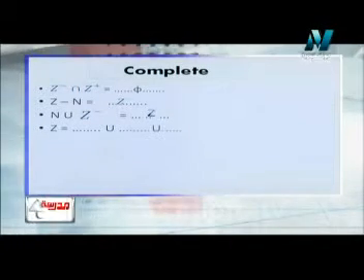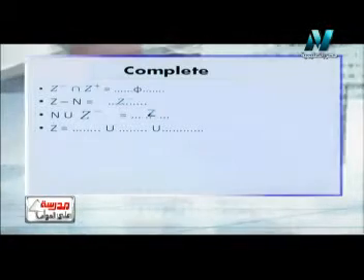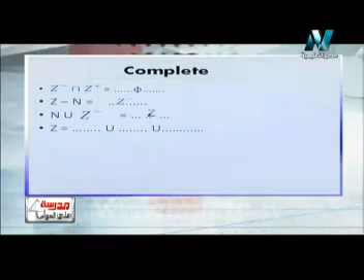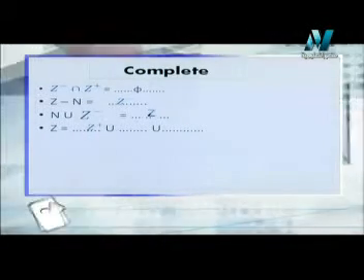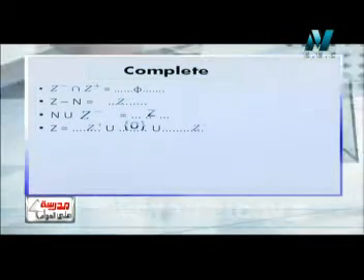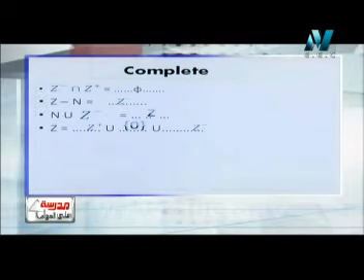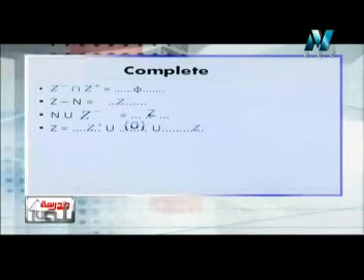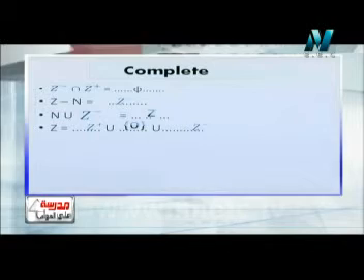Z equal what union what union what? Z positive union set of 0 union Z negative. We must take all positive numbers and negative numbers and set of 0.